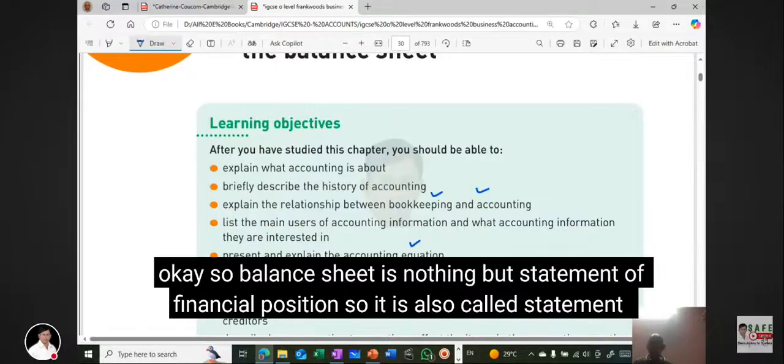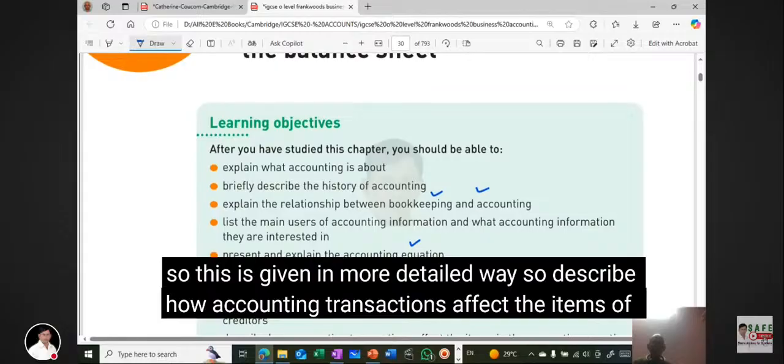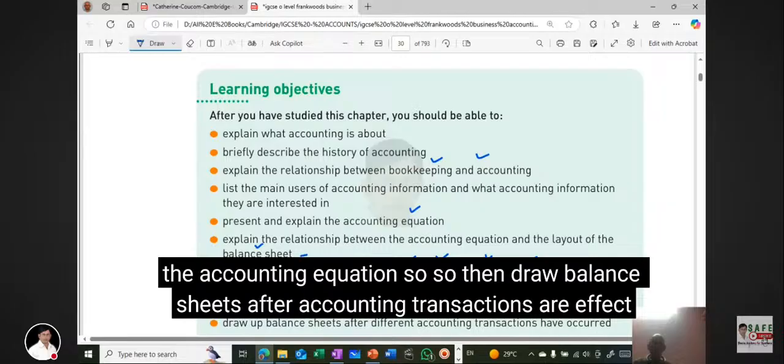So the balance sheet is nothing but the statement of financial position. So it is also called the statement of financial position. Explain the meaning of the terms assets, capital, liabilities, debtors, and creditors. This is given in more detail there. Describe how accounting transactions identify items of accounting information. Then draw balance sheets after accounting transactions.